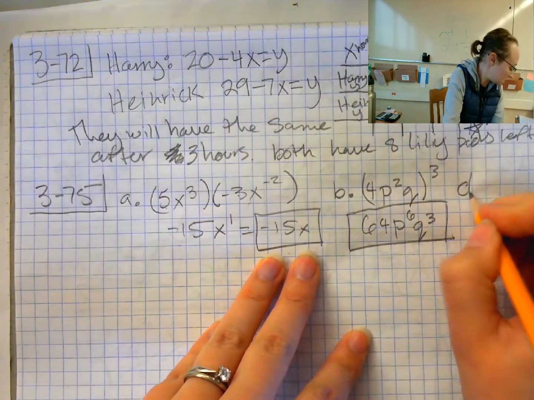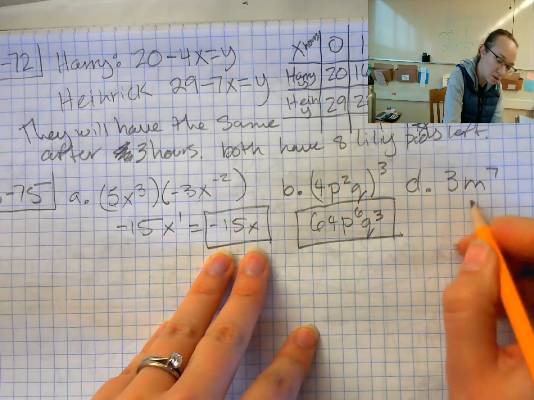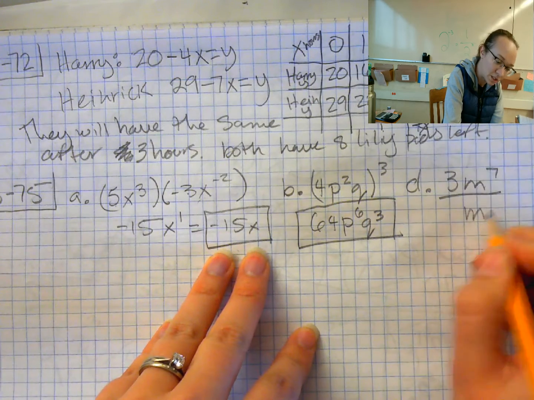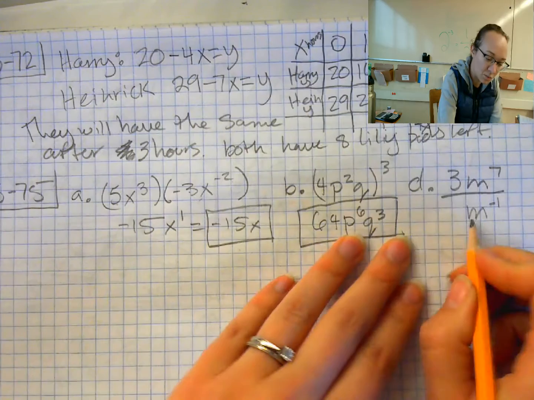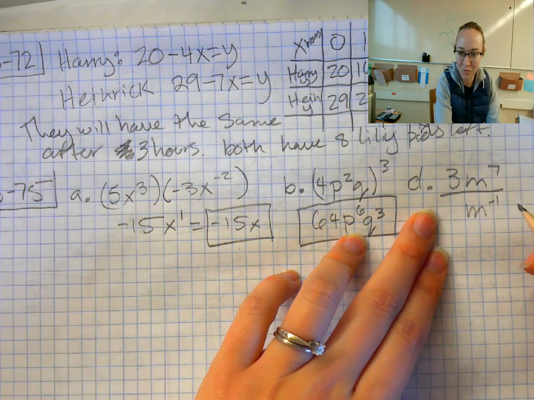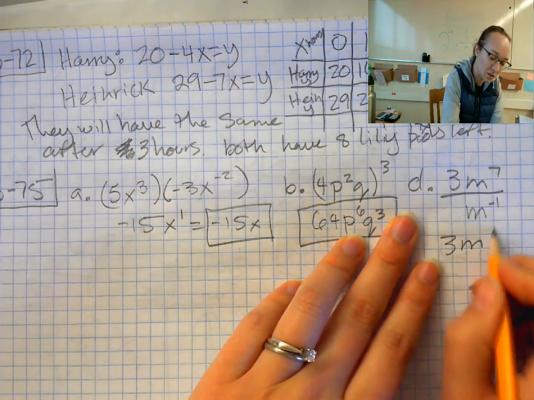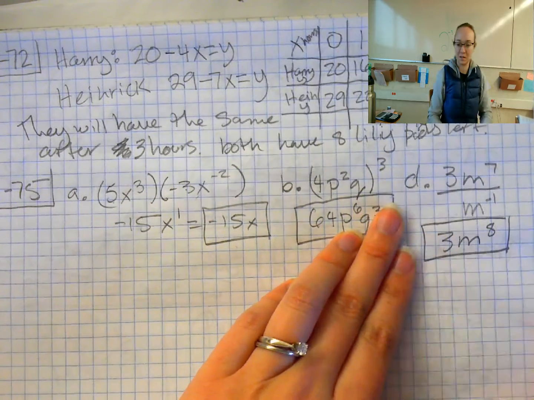And then D, we have 3m to the 7th over m to the negative 1. And the 3 doesn't have anything to cancel with, but 7 minus a negative 1 would be 8. So 3m to the 8th is our final answer.